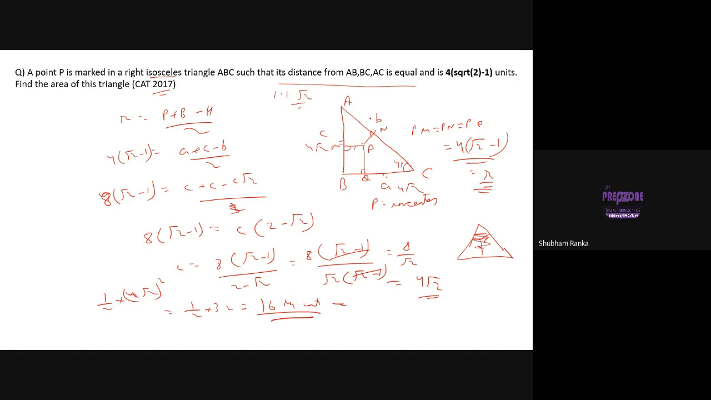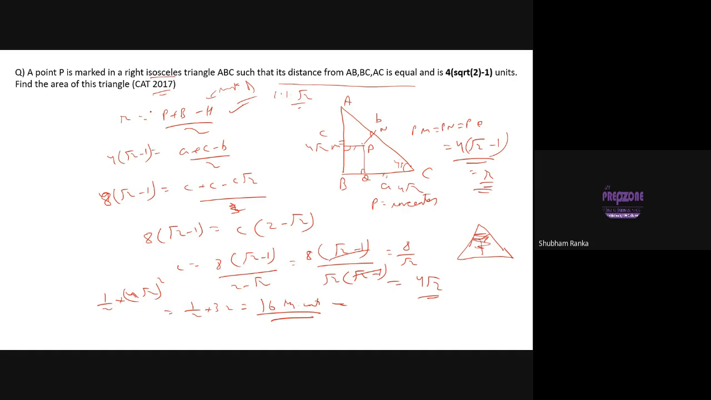Again, the only thing to figure out was that this is the inradius, and basically link it to the expression for inradius that we know for a right triangle. This is for a right triangle only. Sir, can you explain how P is the inradius of this isosceles triangle?